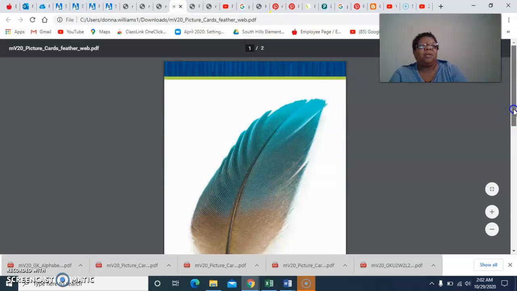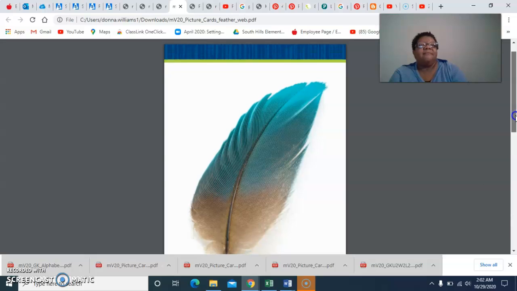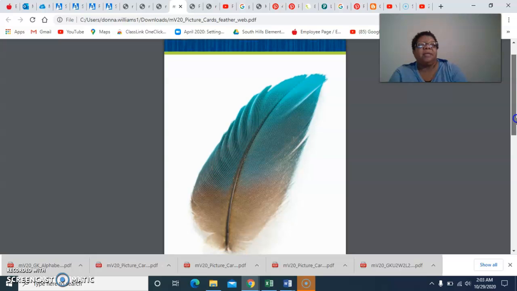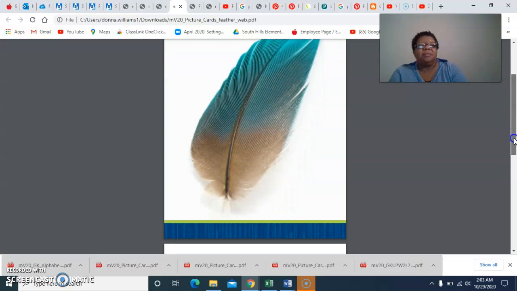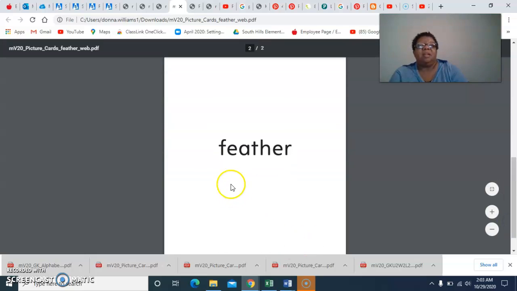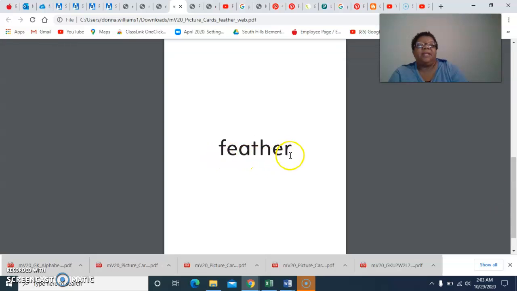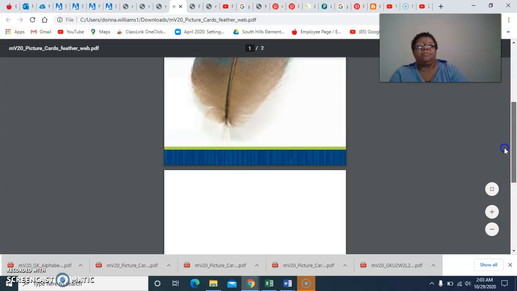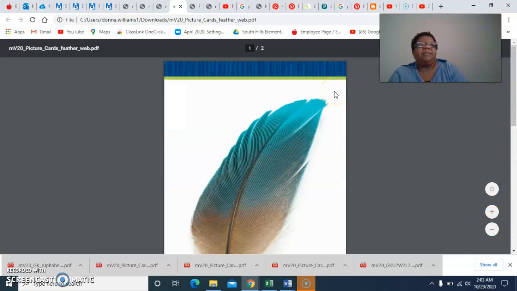Oh, I have one more. Feather. Have you ever seen a feather on the ground or playground or in your backyard, front yard? Here's the word for feather. This one's a long word. Feather. It has the E sound for E. There's the first letter. So we had feather, fan, 5, fountain for letter F.